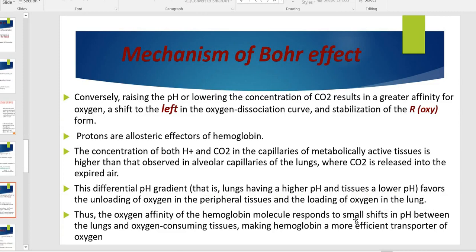Conversely, raising the pH or lowering the concentration of carbon dioxide or hydrogen ions will increase the affinity of hemoglobin to bind with oxygen, meaning that there is a shift to the left, and this will favor or stabilize the R form, the oxyhemoglobin. So protons, hydrogen ions, are allosteric effectors. When they increase, they lead to a right shift of the oxygen dissociation curve.